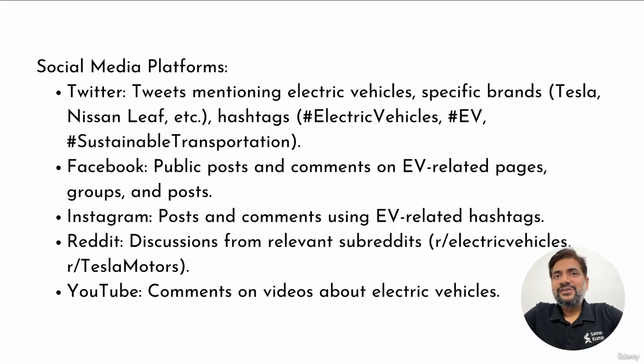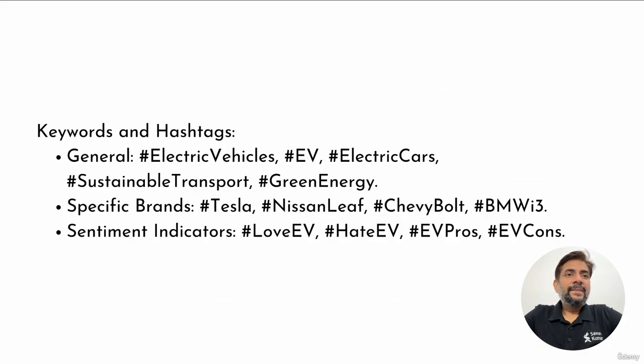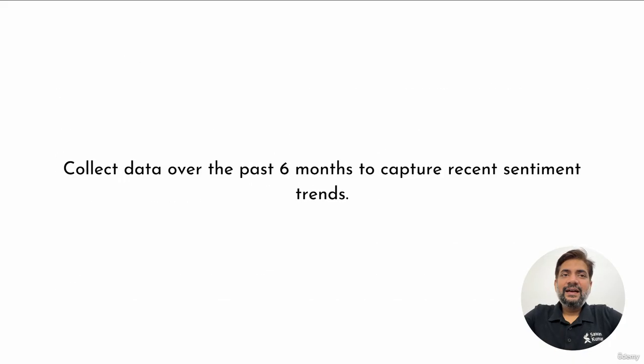like Twitter, tweets mentioning electric vehicles, specific brands, Tesla, Nissan Leaf, etc., hashtags, electric vehicles, EV, sustainable transportation; Facebook, public posts and comments on EV related pages, groups and posts; Instagram, posts and comments using EV related hashtags; Reddit, discussions from relevant Reddits, and so on. We use keywords like these. We collect data over the past 6 months to capture recent sentiment trends.